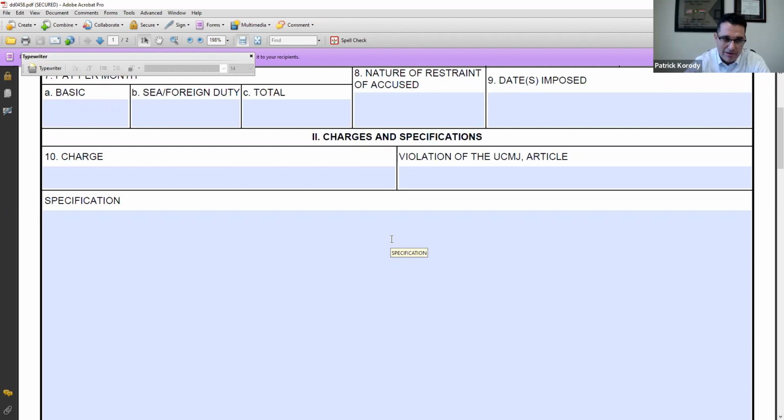Does that get to the point you were raising, Matt? Yeah, Patrick, just to spin it back to you, just to make sure I know and that our viewers know, is the charge just the overall violation, and then the specification that's under it is the amount of times that the accused has violated it, or the different ways that the accused has violated it? Is that a pretty good sum of what happens?